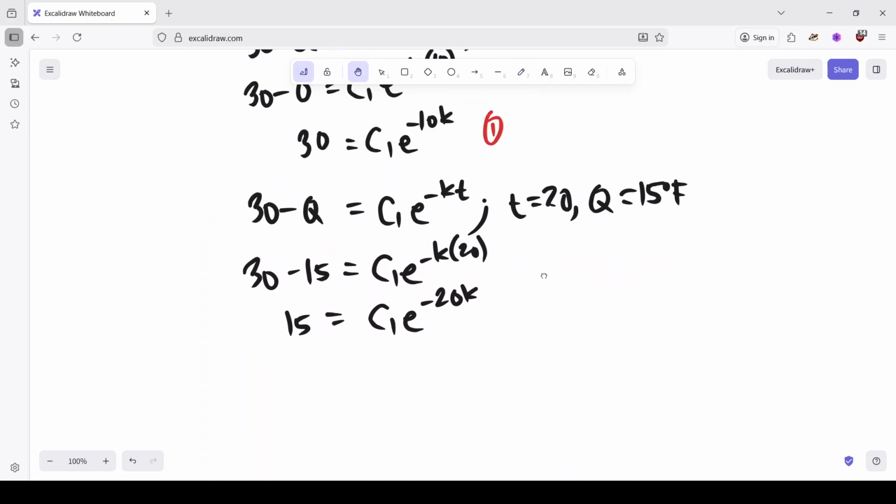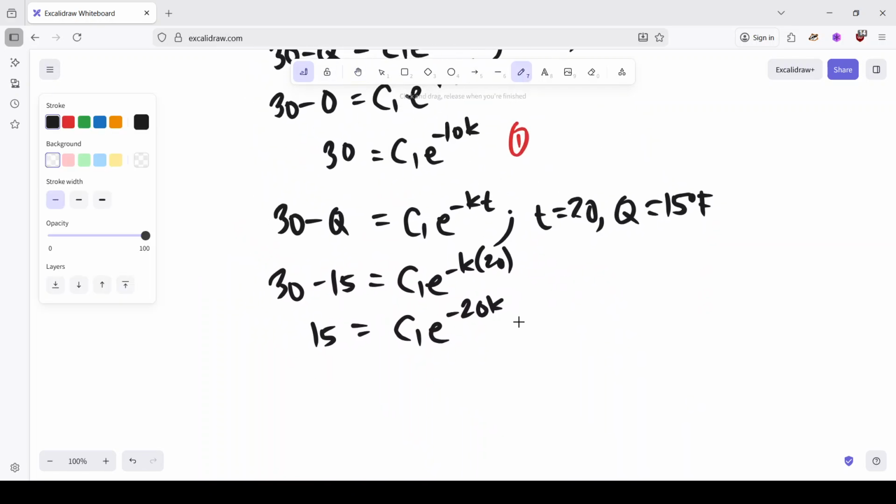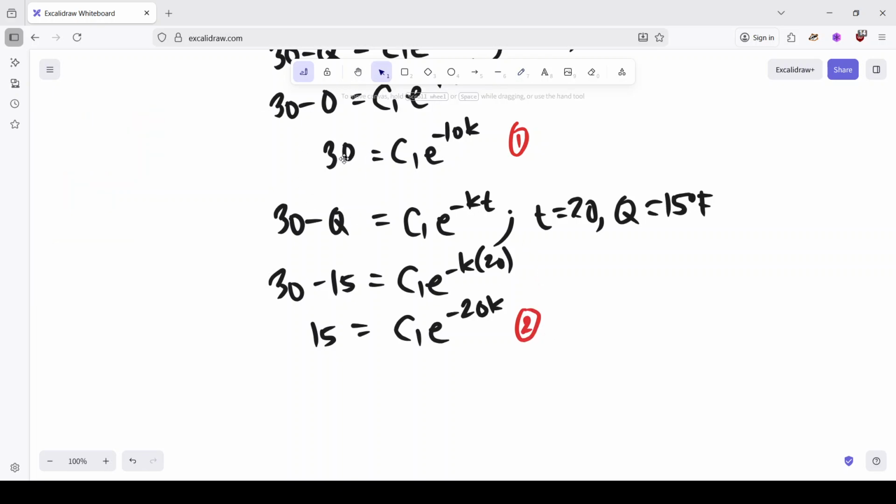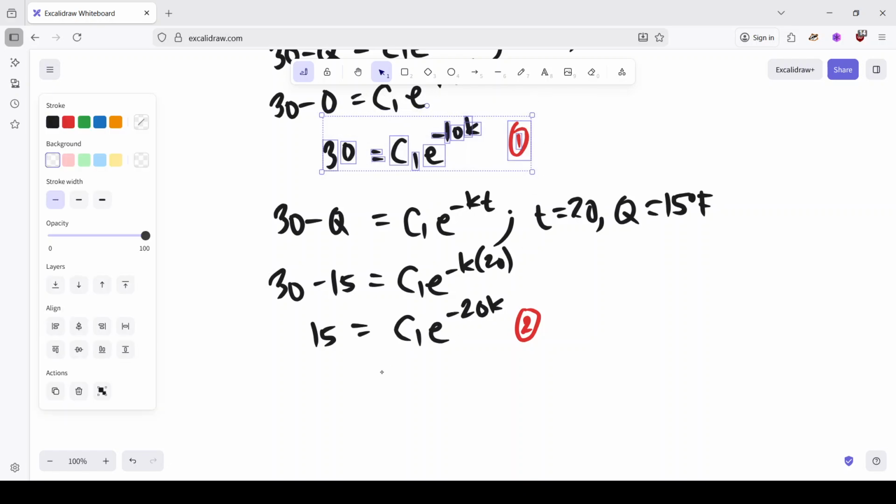Right, so these are our two equations with two unknowns, C1 and K. Okay, let's call this equation number 2. So to solve for C1 and K, we need to combine these two equations. Okay, let's combine these two equations.